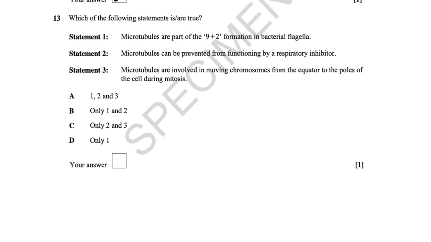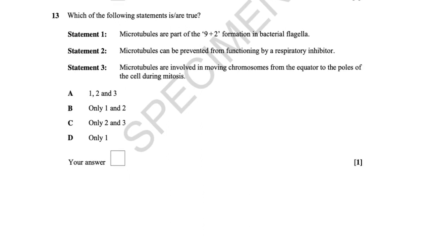Which of the following statements are true? Microtubules are part of the 9+2 formation in bacterial flagella, which they're not. Microtubules can be prevented from functioning by a respiratory inhibitor, which they can. Microtubules are involved in moving chromosomes from the equators to the poles during mitosis, which they are. So the answer again is C.